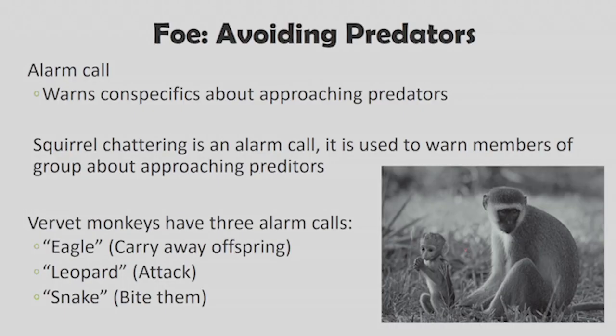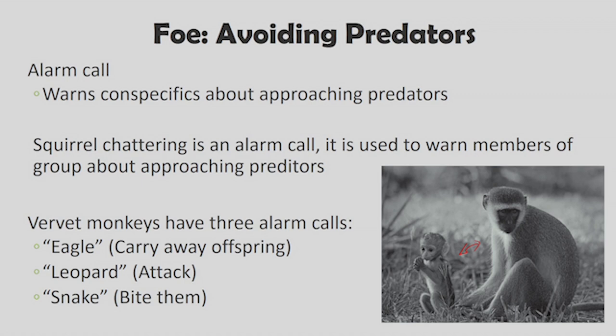Another interesting model system which has been used to look at the reasons for animal communication is vervet monkeys. How do they interact with the offspring, what kinds of vocalizations do they have, and what do they mean, was also studied. It was found that vervet monkeys have three types of alarm calls.